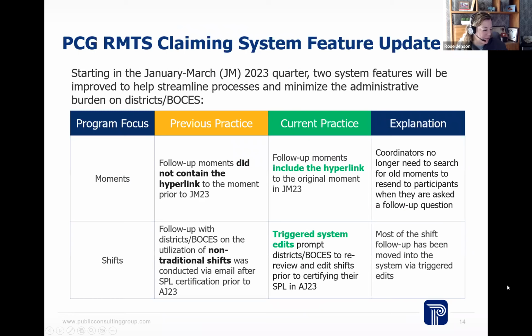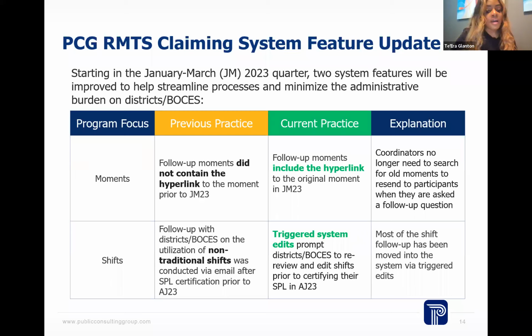So, Tiara, I think this leaves us with our last slide. Yeah, so we did want to end with 2 exciting new features in our PCG claiming system. One feature is regarding the moments. Previously, follow-up moments did not contain the hyperlink to the moment prior to this current quarter, which is the JM23 quarter. So in a stakeholder meeting, it was expressed that it will be helpful for coordinators if the follow-up moments did include the hyperlink in the original moment. So we did implement this quarter, and we heard you, and we also value your feedback, and we want to share this with you today in this meeting.